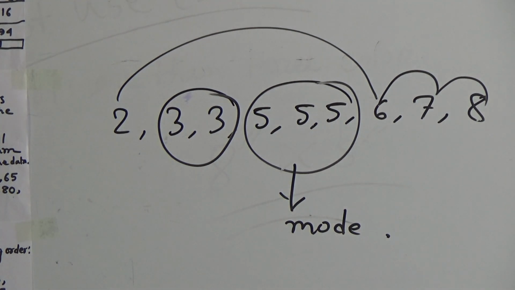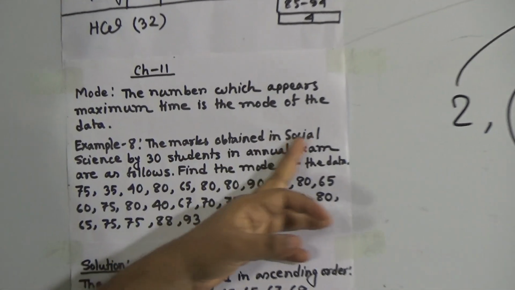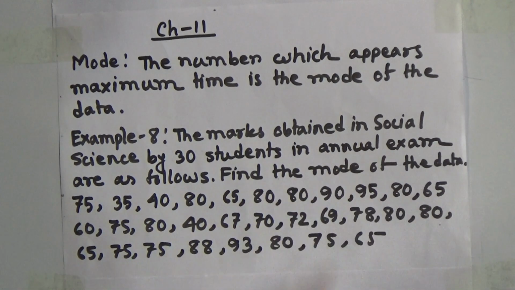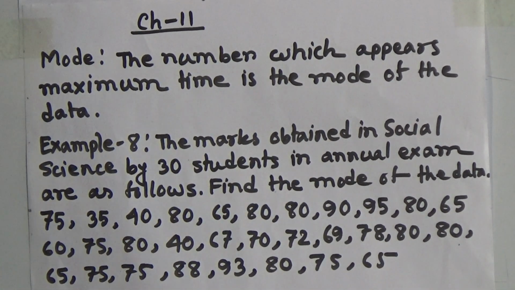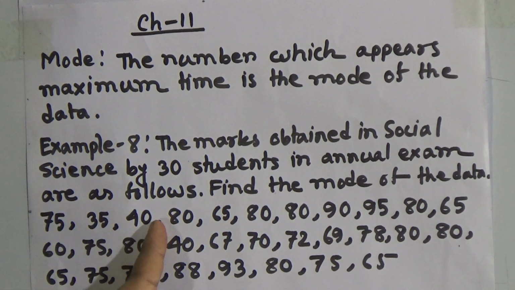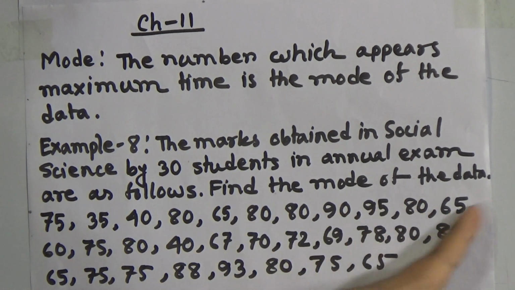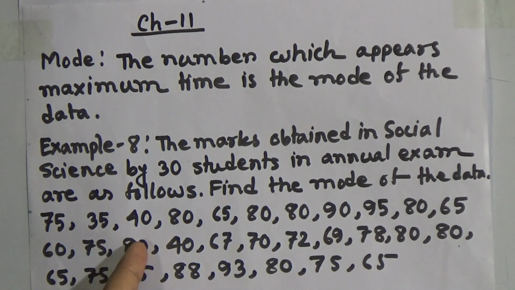Okay my dear students, now we shall solve example 8. The marks obtained in social science by 30 students in annual examination are as follows. Find the mode of the data. Here you notice 75, 35, 40, 80, 65, 80, 80, 90, 95, 80, 65, 60, 75, 80, 40, 67, 70, 72, 69, 78, 80, 80, 65, 75, 75, 88, 93, 80, 75 and 65.